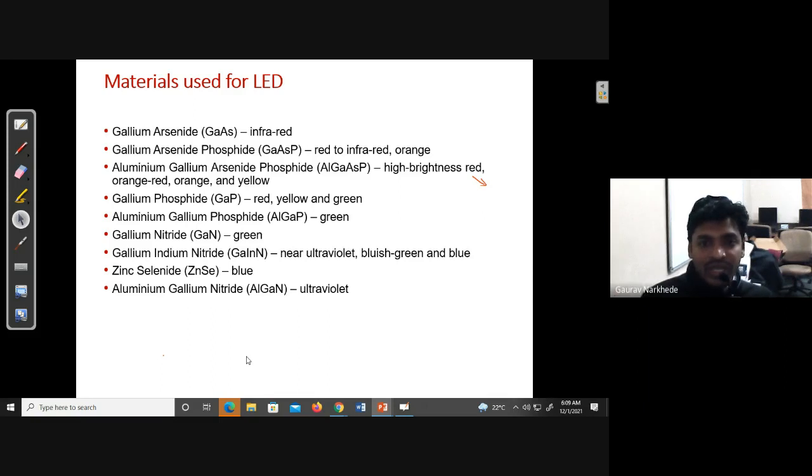Now if you want green, which material will you use? Aluminum gallium phosphide. With this combination you will get green light. And if you want a bluish or near blue color, you can use zinc selenide. So depending on what material is used in the construction of the LED, that light will be emitted. Any problem in this?